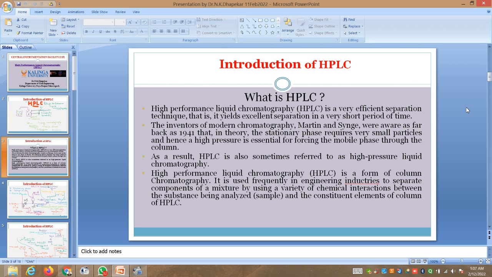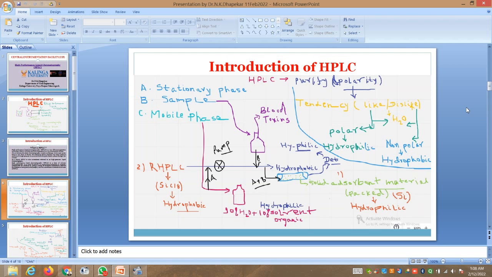Earlier days, this HPLC was used, but nowadays Martin and Synge have worked and modified this HPLC. And if you go through the research papers, you will see that researchers are now working on reverse HPLC. Now, what is the difference between HPLC and reverse HPLC? I shall explain.